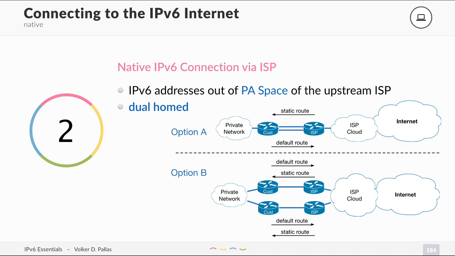In option B, you have two routers, the ISP has two routers, and both your routers have default routes to the outside, and both ISP routers have static routes towards your network. In case a cable fails or a router fails, no matter which one, you will still be online. This is a good type of connection.